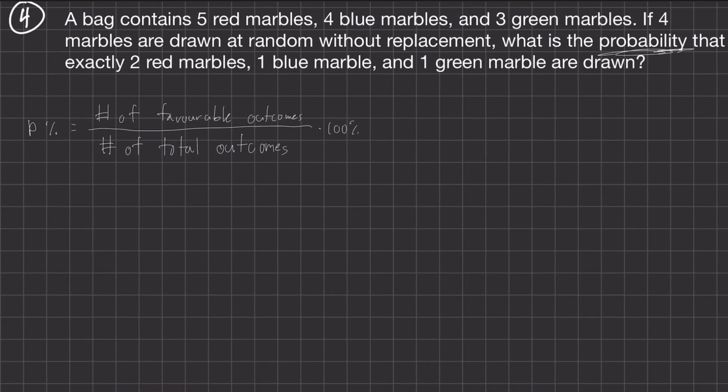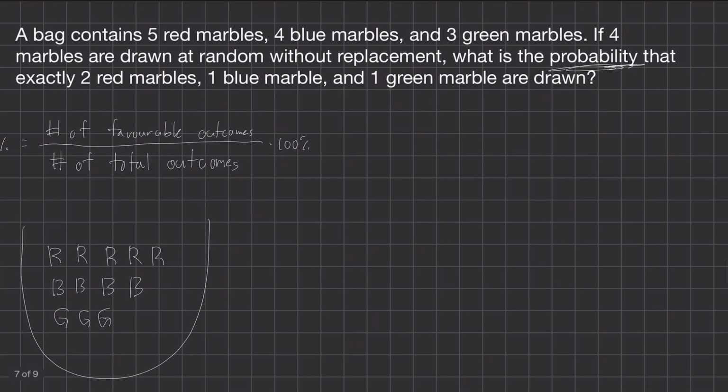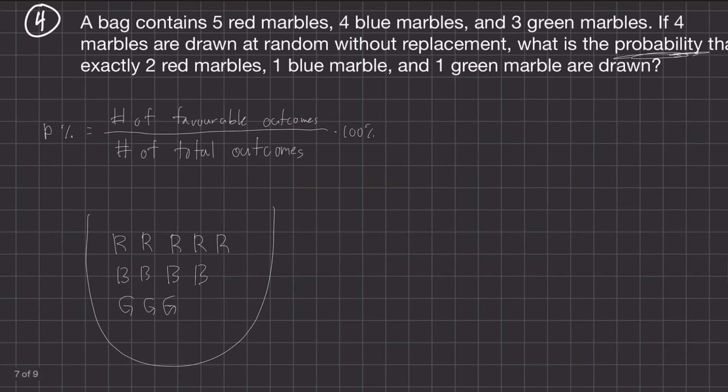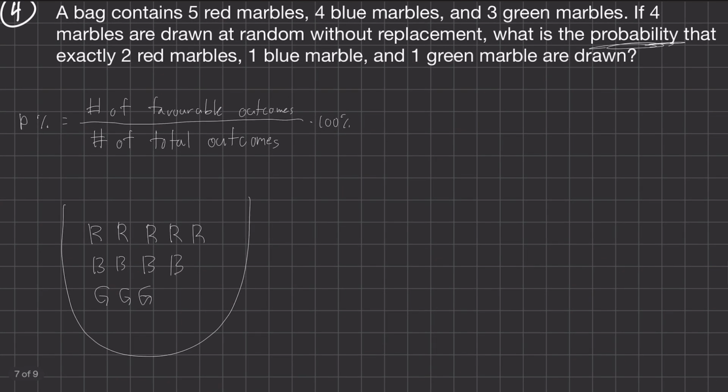So there's a bag. I'll say this is the bag. And we have 5 red, 4 blue, and 3 green. Okay, so if 4 marbles are drawn at random, we know out of this bag of 12 marbles, we're drawing out 4. So actually, it's pretty easy to find the number of total outcomes.